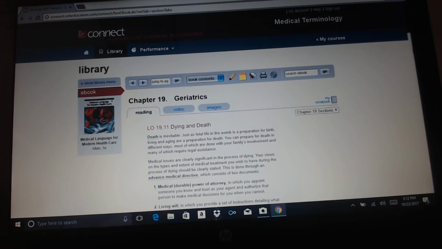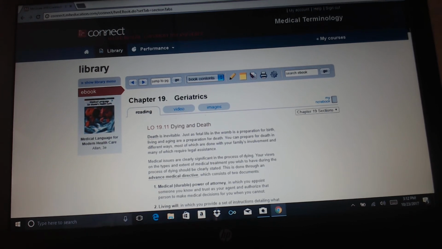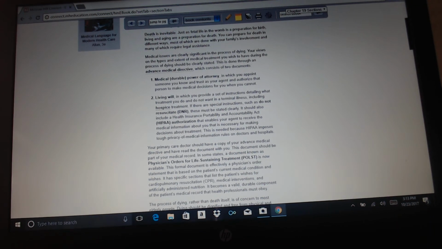Death and dying. Death is inevitable. Just as fetal life in the womb is a preparation for birth, living and aging are a preparation for death. You can prepare for death in different ways, most of which are done with your family's involvement and many of which require legal assistance.